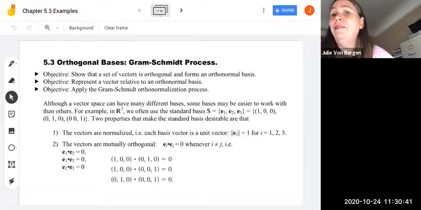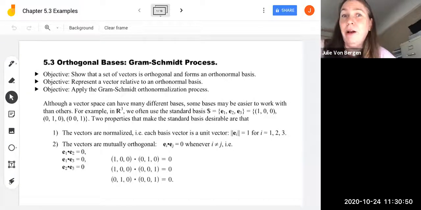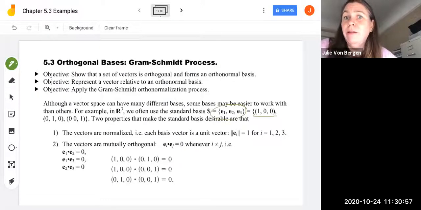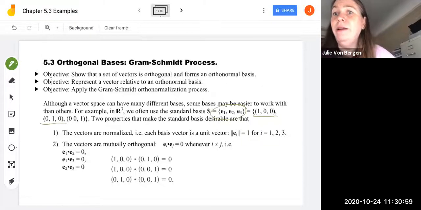Although a vector space can have many different bases, some bases may be easier to work with than others. So for example, in R3, we have this standard basis S that for short we call E1, E2, E3, and that's just (1, 0, 0), (0, 1, 0), and (0, 0, 1). Two properties that make the standard basis desirable are that the vectors are already normalized. Each vector is a unit vector. So when you take the norm of each of these E1, E2, E3, you get 1.